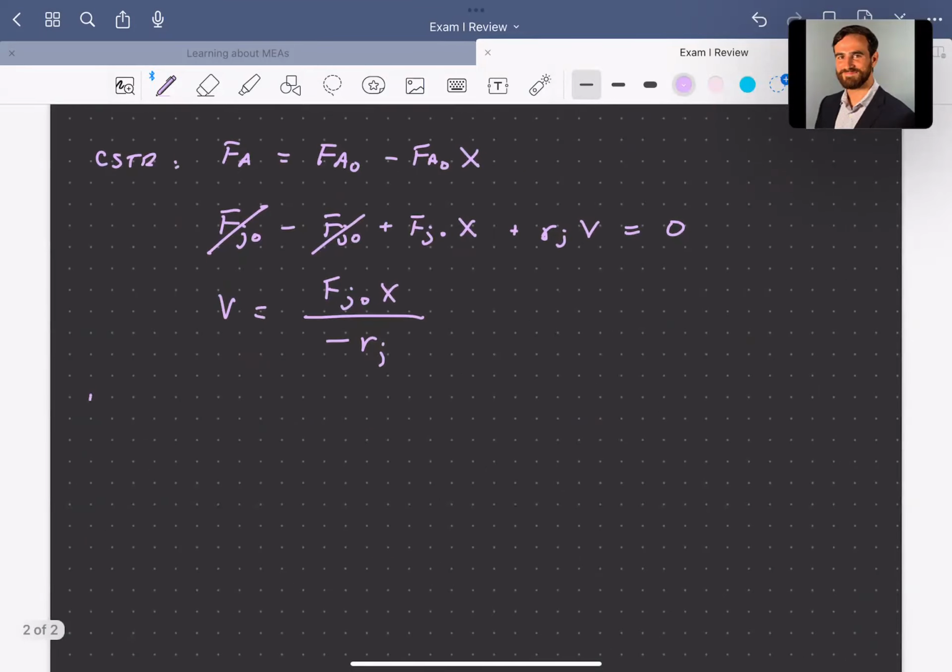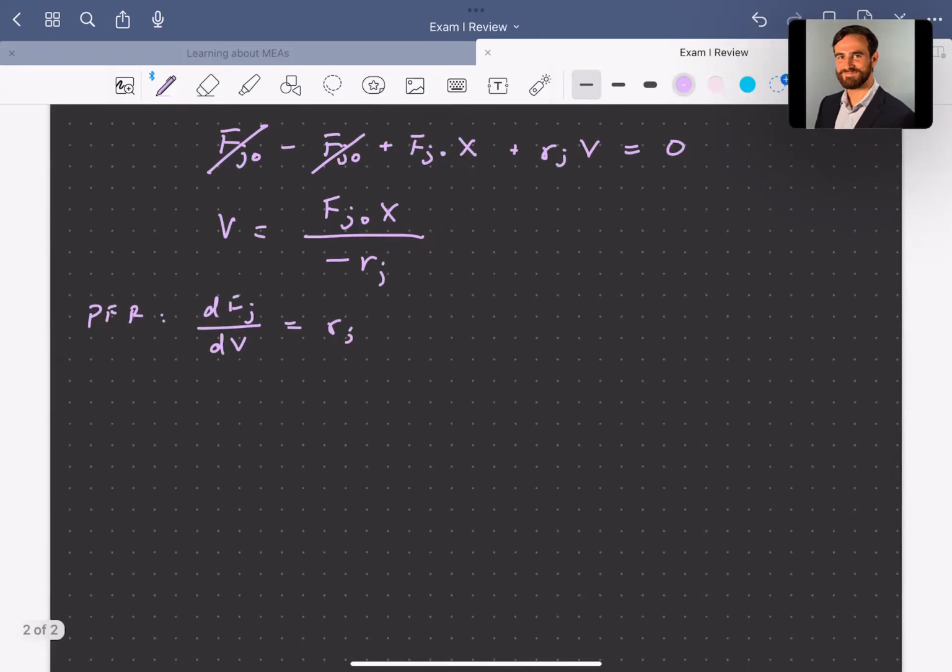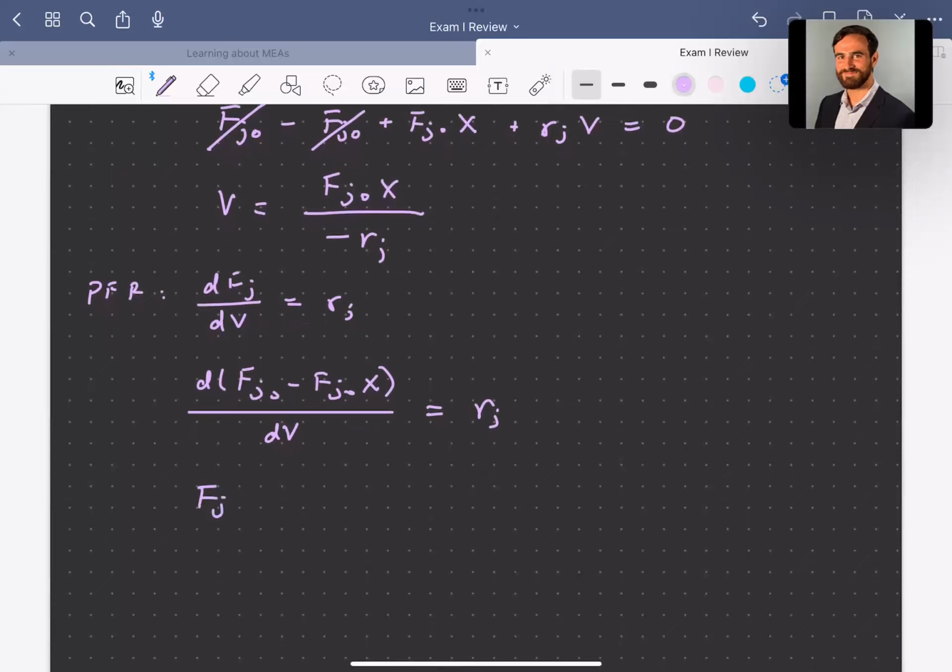Okay, so finally for the plug flow reactor, we had this differential equation as our mole balance for species J. And so here we can use this expression to replace the molar flow rate of species J with conversion. And if we do so, now we have a differential equation that looks like this. So Fj naught times dX/dV is equal to the rate of consumption J.